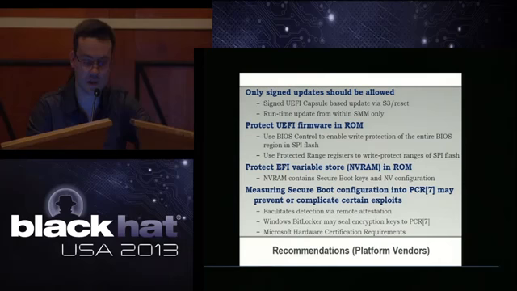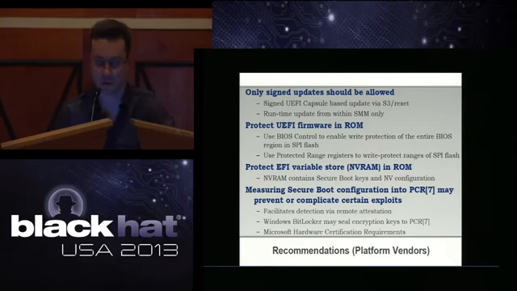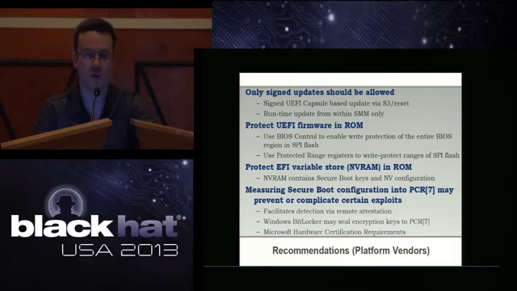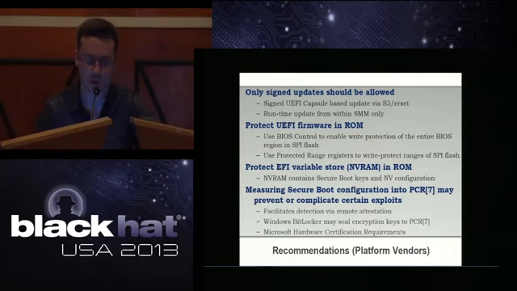And that includes not just the firmware, but also the UEFI variable NVRAM store in the ROM. Also, measuring secure boot configuration into PCR7 may prevent or complicate some of the exploit. For example, it can facilitate the detection of the exploit via remote attestation, or Windows BitLocker can seal the encryption keys to PCR7. And so if you have an exploit modifying configuration, then BitLocker wouldn't unseal the encryption key. And that actually is recommended by Microsoft in their hardware certification requirements.